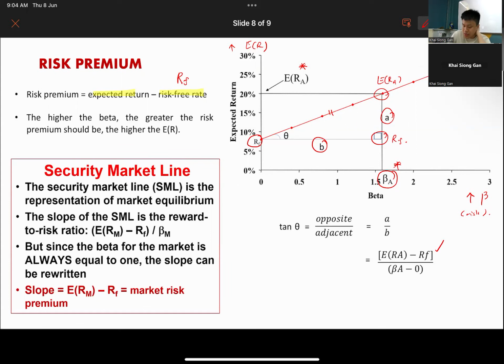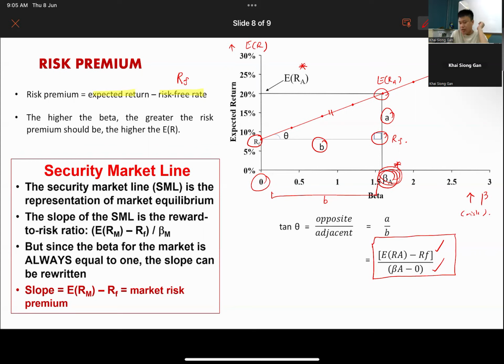Okay, what about B? B is adjacent. Adjacent is from 0 to this amount of beta that I accept. So this amount is my B adjacent. So I use beta A, the risk that I accept for this asset A, minus 0 because it starts from 0, then it becomes my adjacent. So I got opposite and adjacent, then I can calculate my tan theta. Okay, so that's the gradient already. So therefore we form this formula.